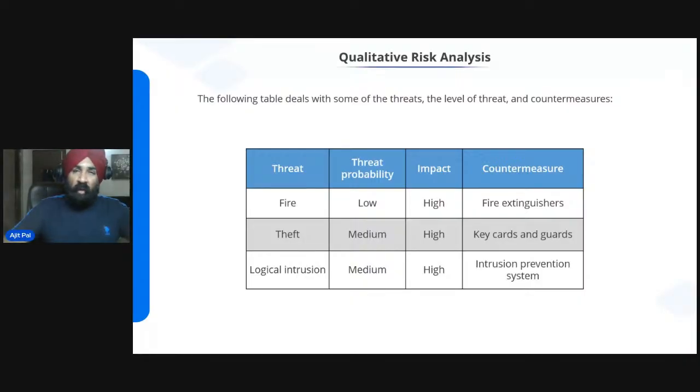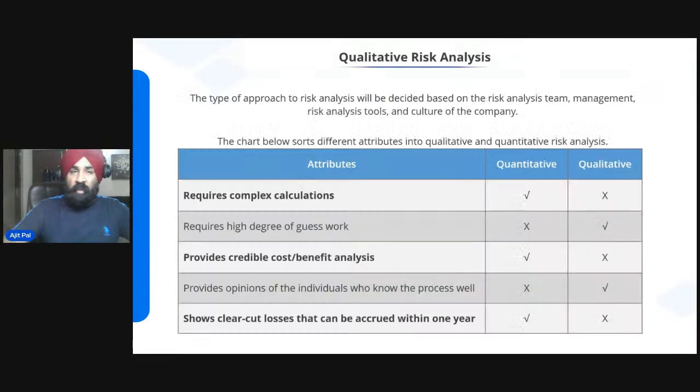Now, as I told you, the purpose of this session is to help you prepare for the exam, and at the same time give practical exposure. So if someone asks what method you will use for tangible assets, you will say quantitative, and it is dollar based. If someone asks what method you will use for intangible assets, you will say qualitative. It is rating based. And if you have both tangible and intangible assets, you will say I will use hybrid.